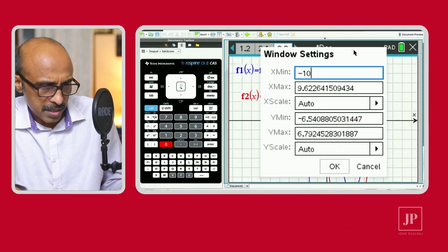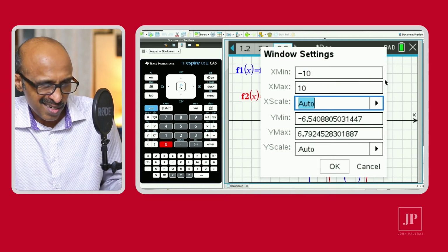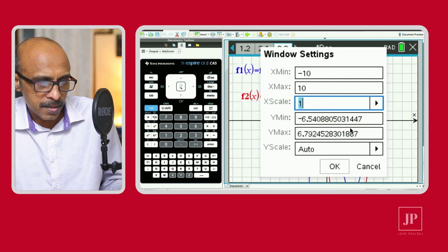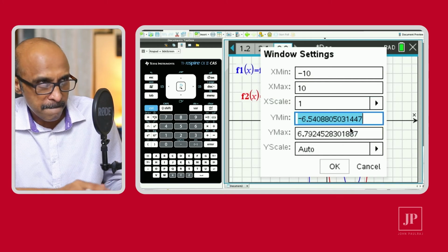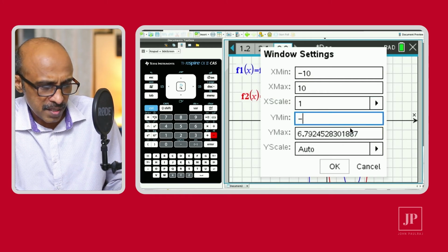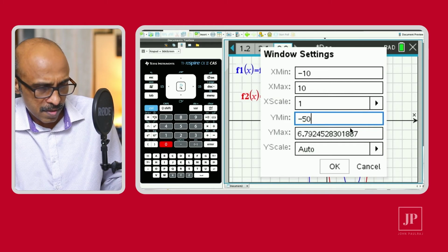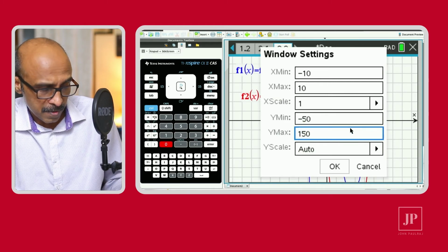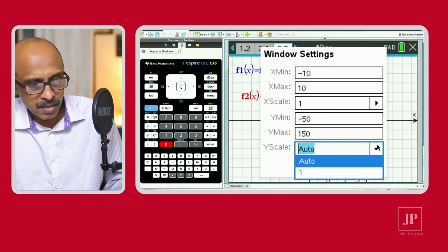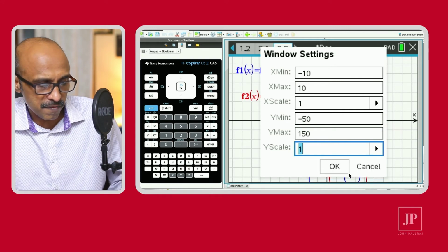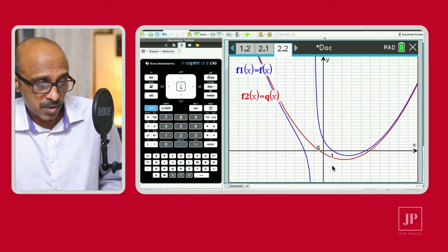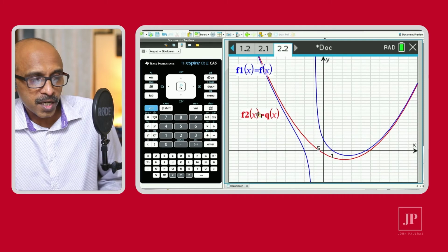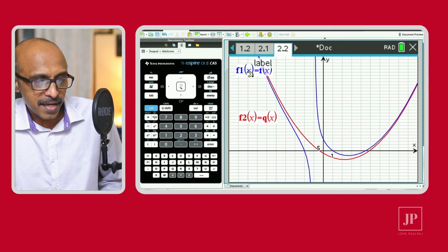Let's make it negative 10, 10. Scale can be 1, y min negative 50 maybe, and y max can be 150. This can be, what can this be? This can be 5 perhaps. Let's just check what's happening. Whoa, take a look at that.